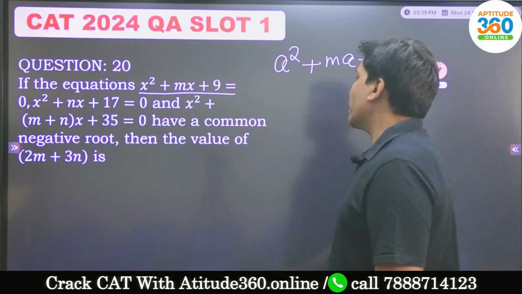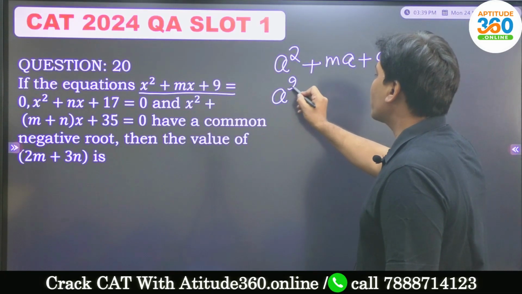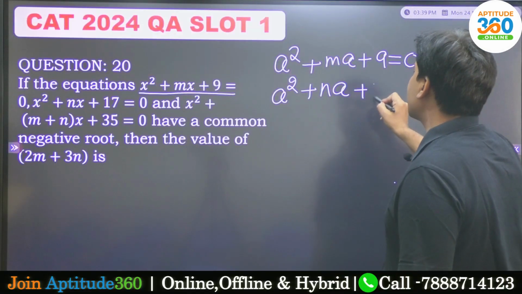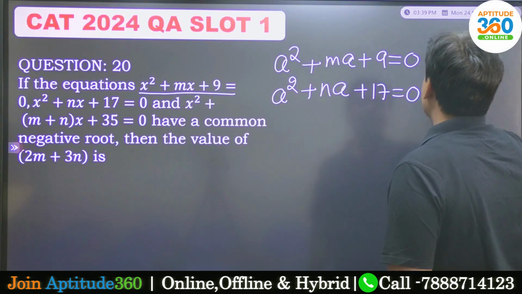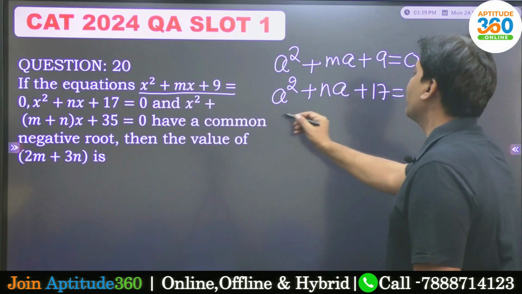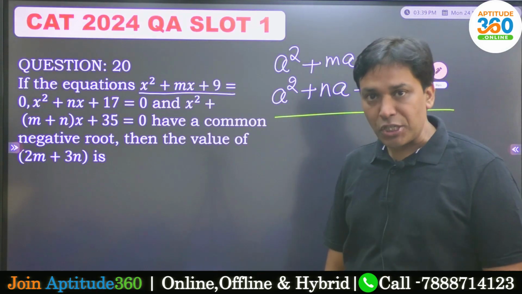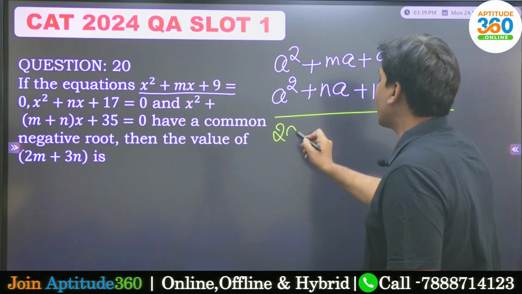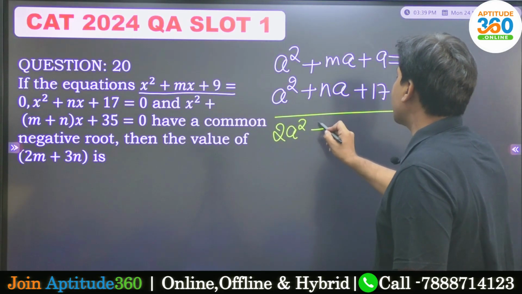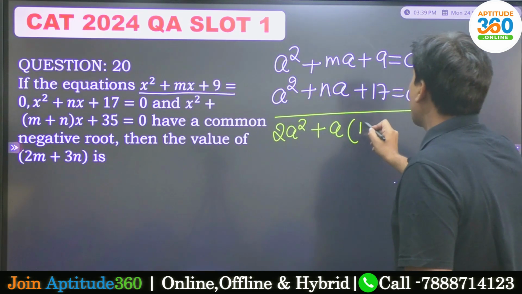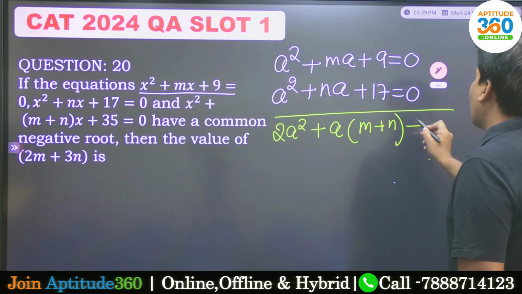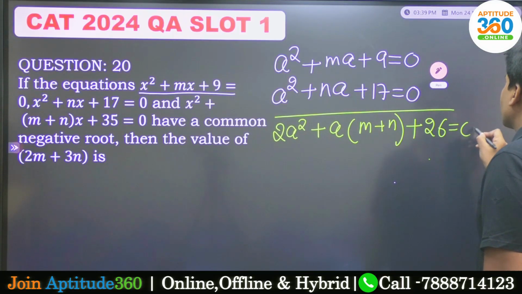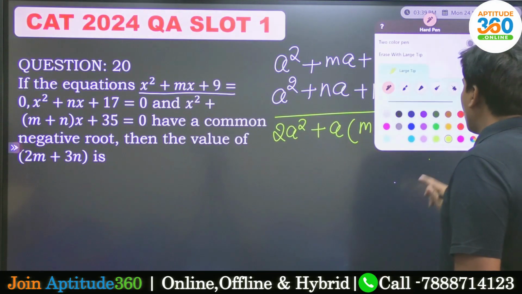How about equation number 2? Because a is a common root out here, it becomes a square plus n times a plus 17 equals 0. So what do we have out here? We have got these two equations. What if you add them up? If you add them up, you're going to have 2 times a square plus a times m plus n, and then 9 plus 17, it will become 26, right?